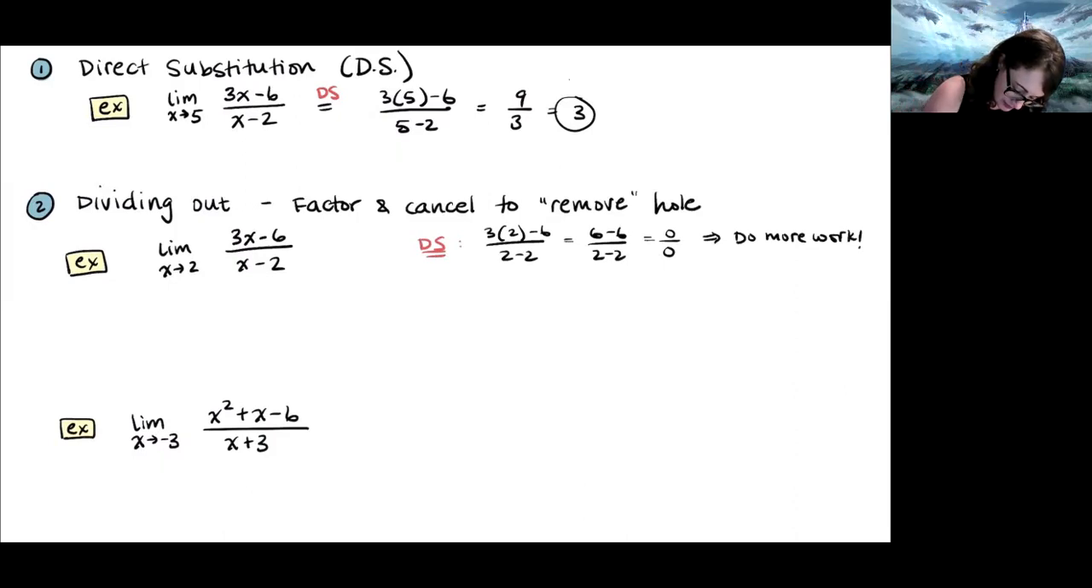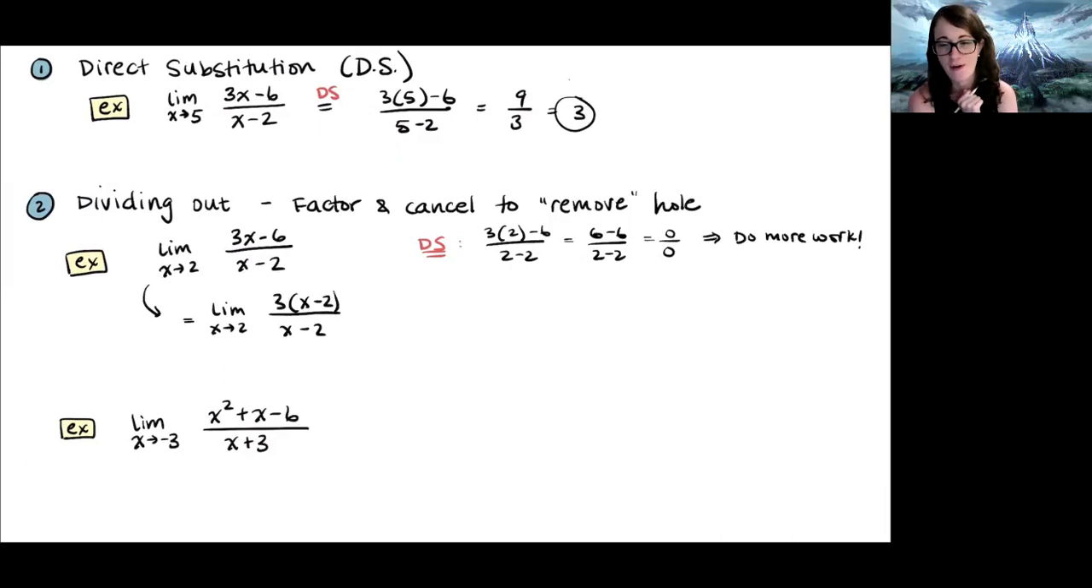So this is going to be equal to the limit as x approaches 2. The bottom can't be factored, but we can definitely take out a 3 from the top. And here we see where the hole is coming from, right? We can now remove or fill in that hole by canceling out the x minus 2's. And what we're left with is just 3.